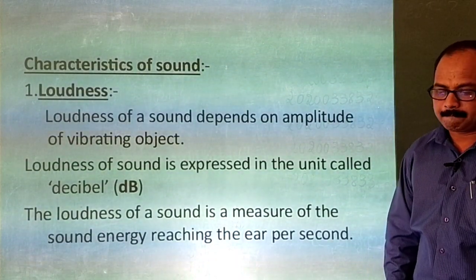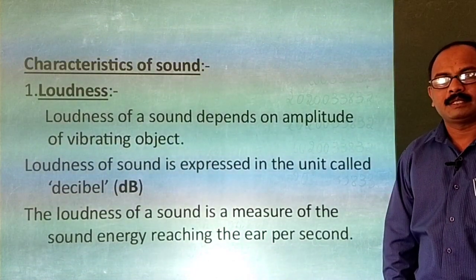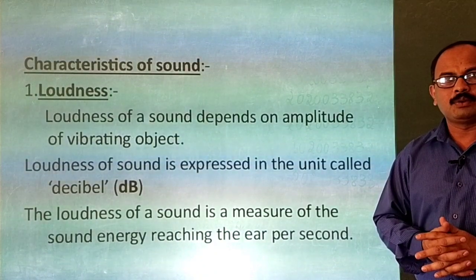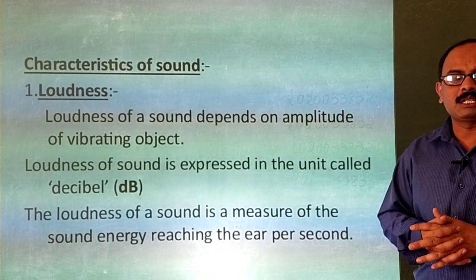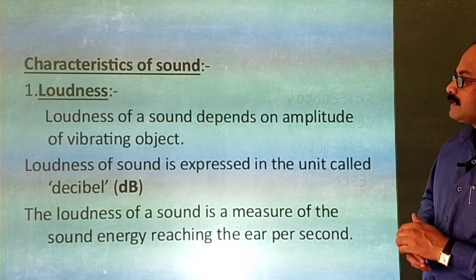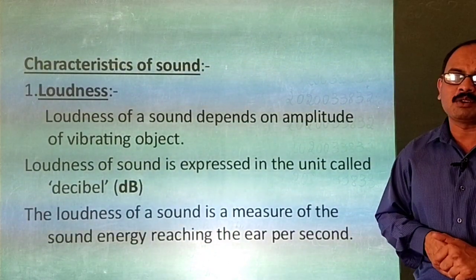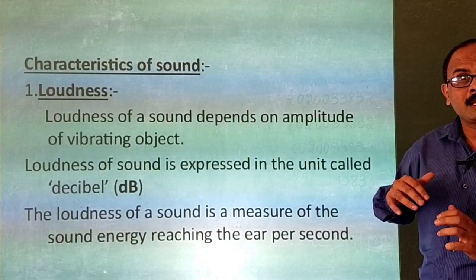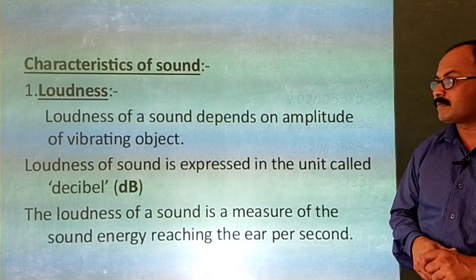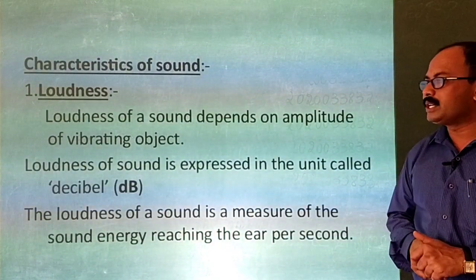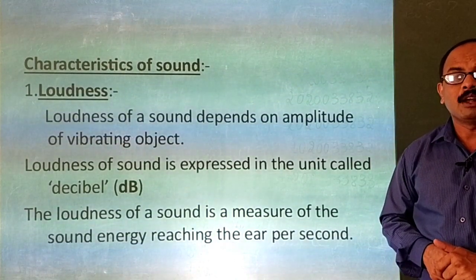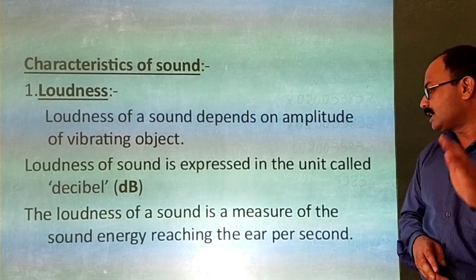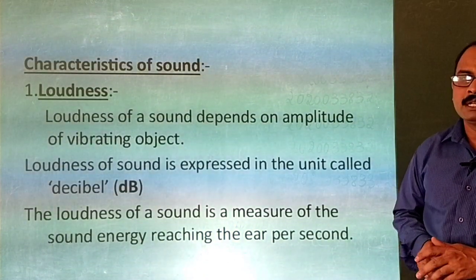The next part is loudness. If the loudness becomes more, our ear cannot resist it. We close our ears. So, in what way can we link the loudness of the sound to the hearing part? The loudness of the sound depends on the amplitude of the vibrating object. Amplitude means the maximum displacement of the wave from its mean position, nothing but the height of the wave. If the height of the wave increases, loudness increases. Loudness of the sound is expressed in the unit called decibel. The loudness of the sound is a measure of sound energy reaching the ear per second. This is about loudness of a sound, children.